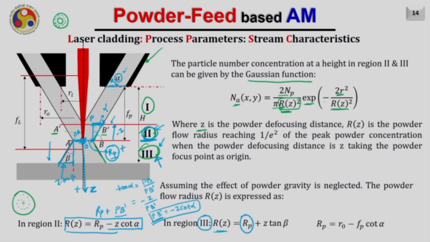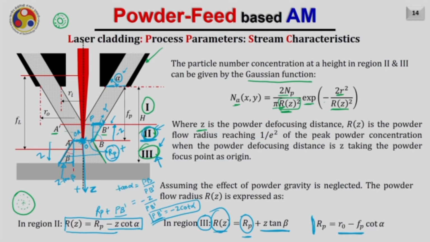Therefore, I can say at any height Z, the value of Rz, the radius of the powder stream, will be equal to Rp plus Z tan beta. Hence, in zone 3, we have got the radius also. Also, we can easily find out the value of Rp, the radius of the powder stream at the focal point, in terms of the fixed parameters.